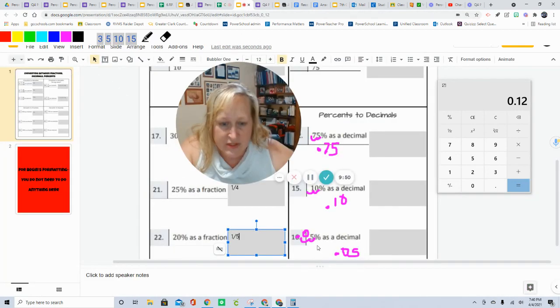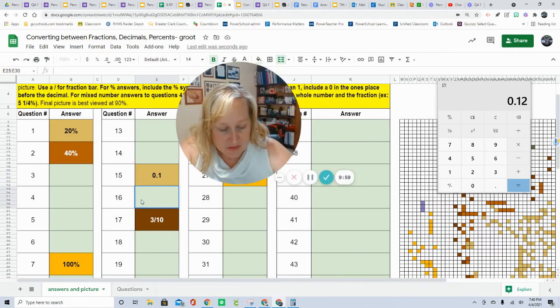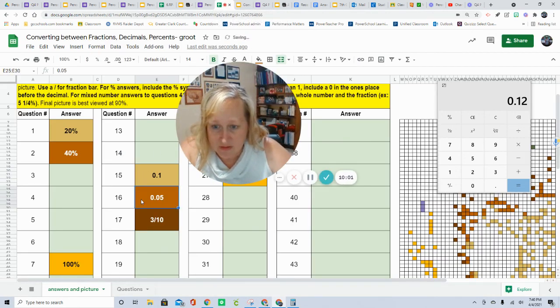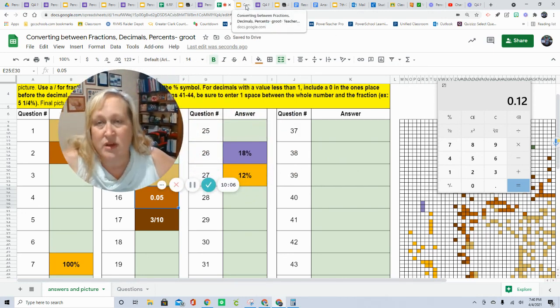And then the last one is number 16, I think. Let's test it. 16 is 0.05. Yeah. So I've done all those examples.